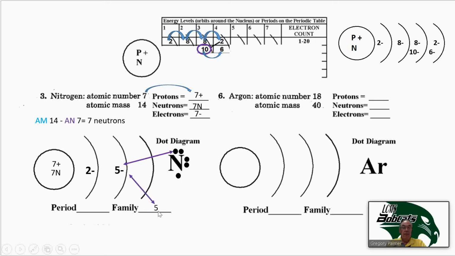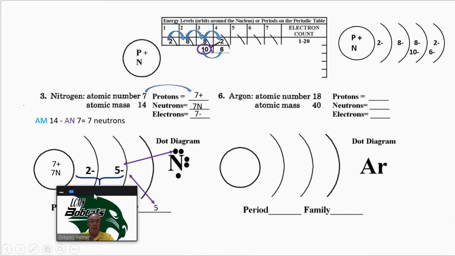That also tells us that we should find nitrogen in family 5. So the family is so important. It's represented by the dots, and that also tells us what family it's in. We see that nitrogen has 1, 2 energy levels. So that tells us it's going to be on period 2.